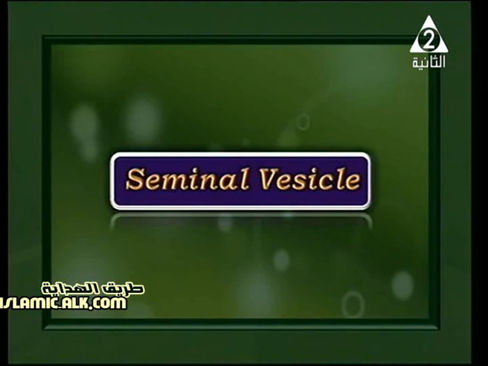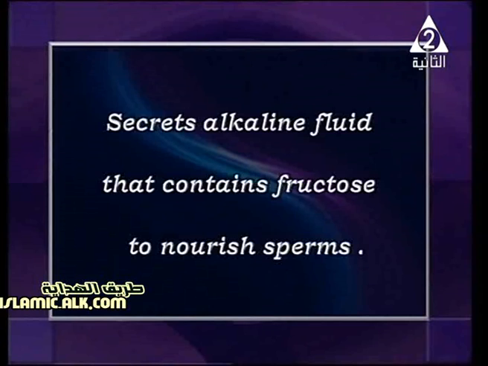Number four, the seminal vesicle. We have different types of glands inside the male reproductive organ. The seminal vesicle secretes an alkaline fluid, I mean a basic fluid, which contains fructose and also some nutrients to feed the sperms.